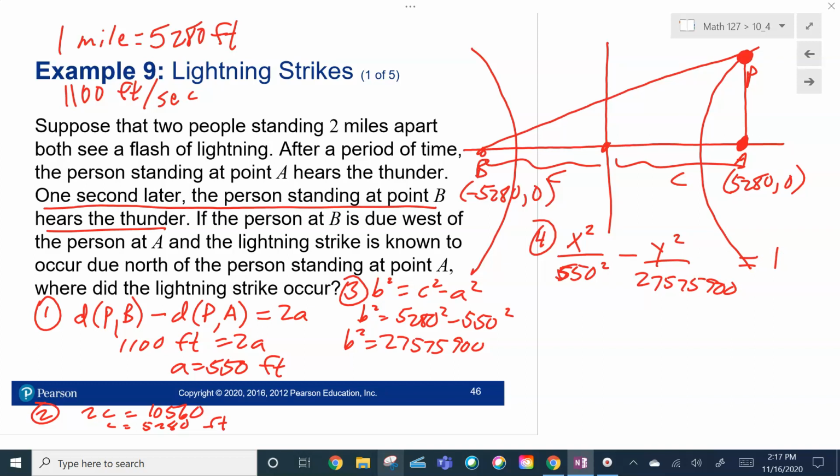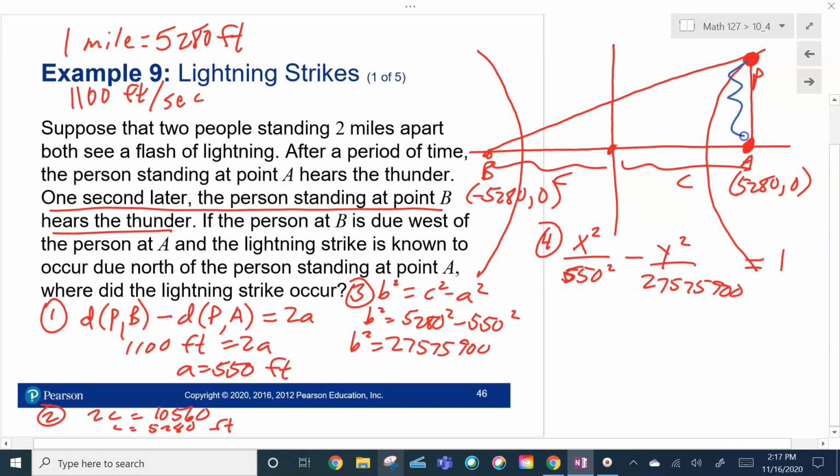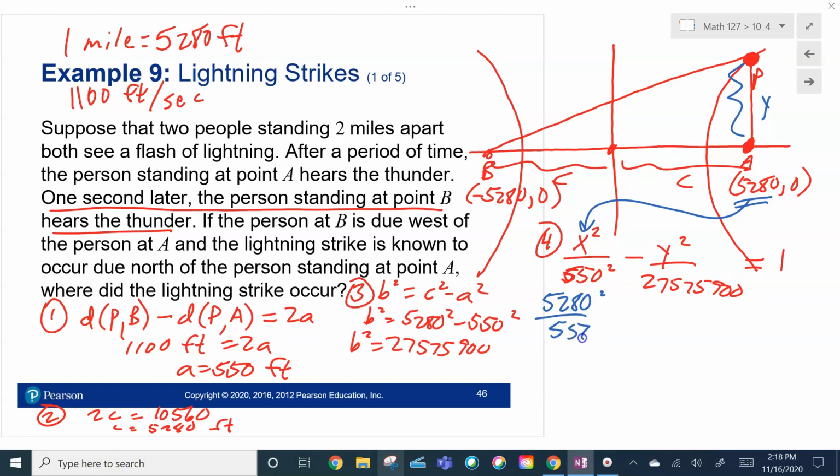Now, what I want to know is where did the lightning strike occur? In other words, what's that distance? So I'm going to say, well, I know person A is at 5280 feet out. So that's my x. I'm going to let x be 5280 feet. And then I'm just going to solve for y because it's on that hyperbola. That'll tell me the height of where that lightning strike actually occurred. So I got 5280 squared over 550 squared minus y squared over 27,575,900 equals 1.